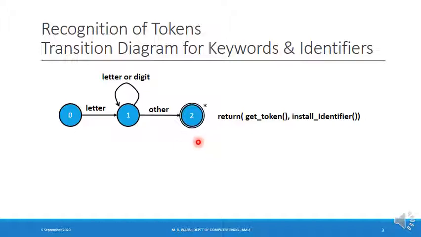And if you look at this automata, state number 2 is final state, and this final state is marked with a star, indicating that the last transition on other is not part of the lexeme. And look at the action which is associated with the state number 2. In the action, we are giving call to the two functions get token and install identifier. What is being done by these two functions? We'll discuss them shortly. But compare this action with the action that was there in case of relational operator.